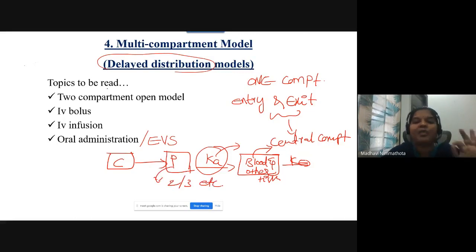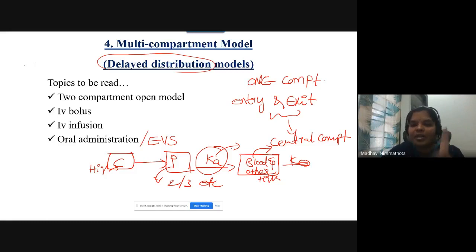Okay, so why is this delayed distribution happening here in the multi-compartment model? See, in the central compartment, the highly perfused tissues come, and in the peripheral compartment, those are poorly perfused tissues, right? So from the central to the peripheral, it will take a long period of time. Why? Because here there is a presence of more than one peripheral compartment, and in case of one compartment we have only one compartment. Our total body acts as one compartment.